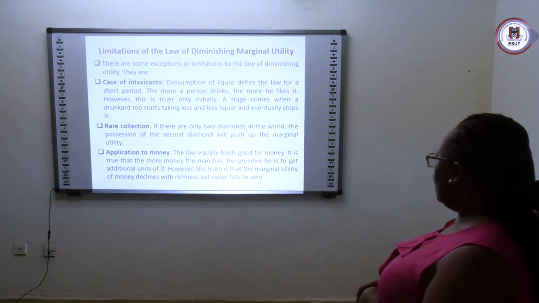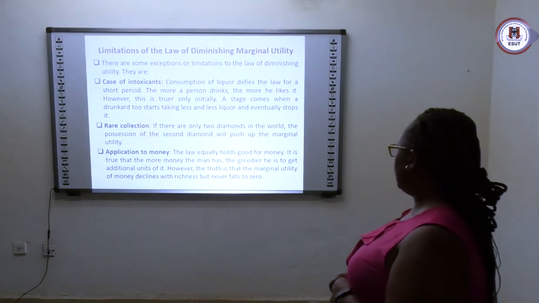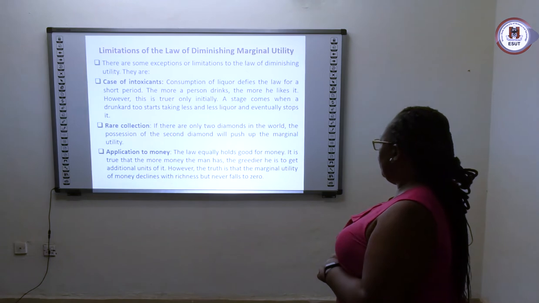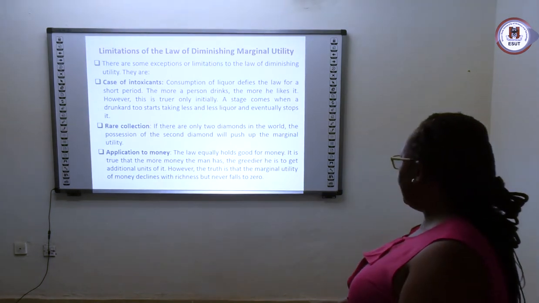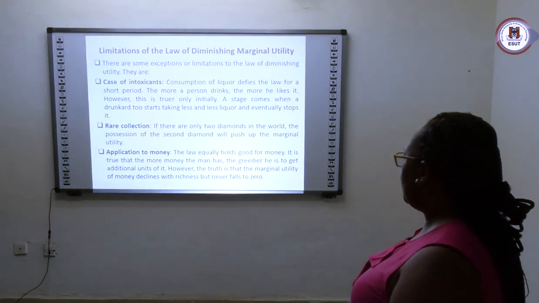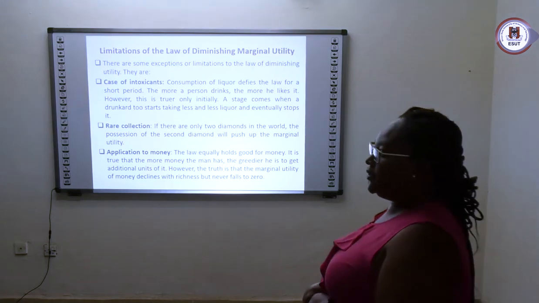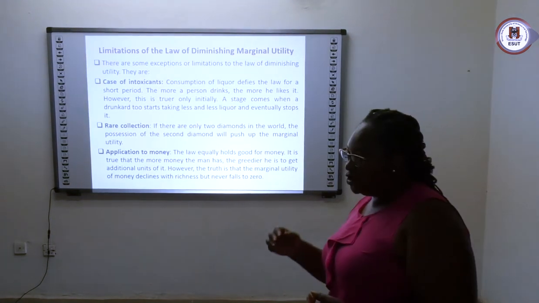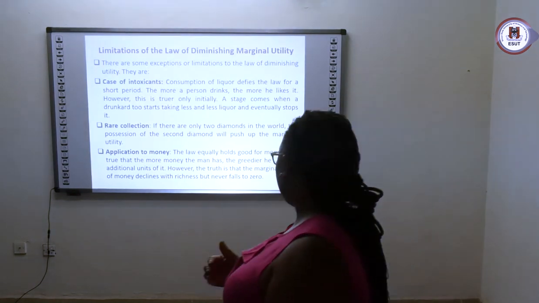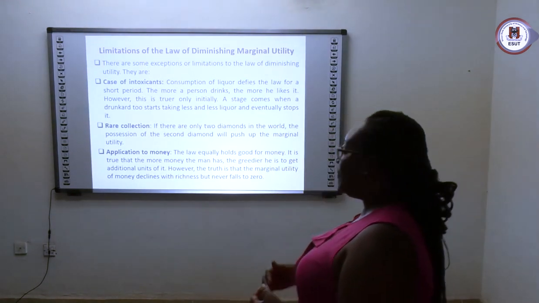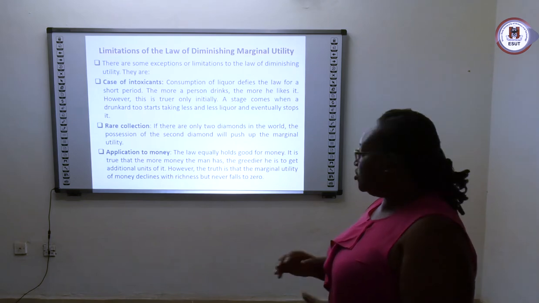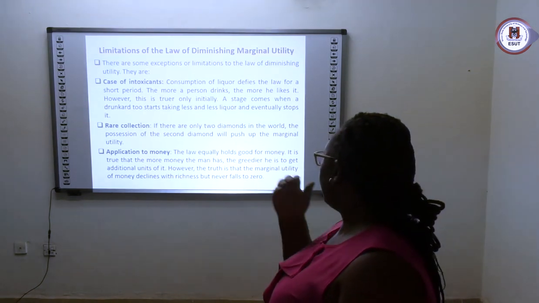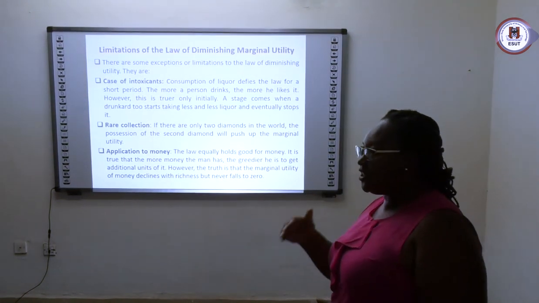Application to money. The law equally holds good for money. It is true that the more money a man has, the greedier he gets for the additional unit of it. If you are a poor man, you won't have the urge to buy additional commodities. But once you're rich, you will have the urge to be buying everything, even the most expensive ones.